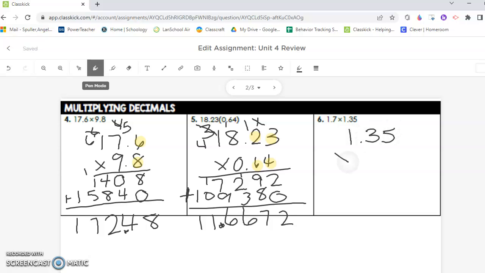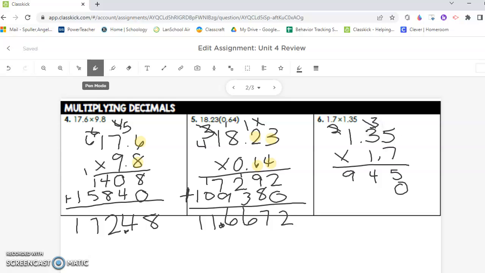1.35 times 1.7. 7 times 5 is 35. Carry the 3. 7 times 3 is 21. Plus 3 is 24. Carry the 2. 7 times 1 is 7. Plus 2 is 9. All right, we're done there.